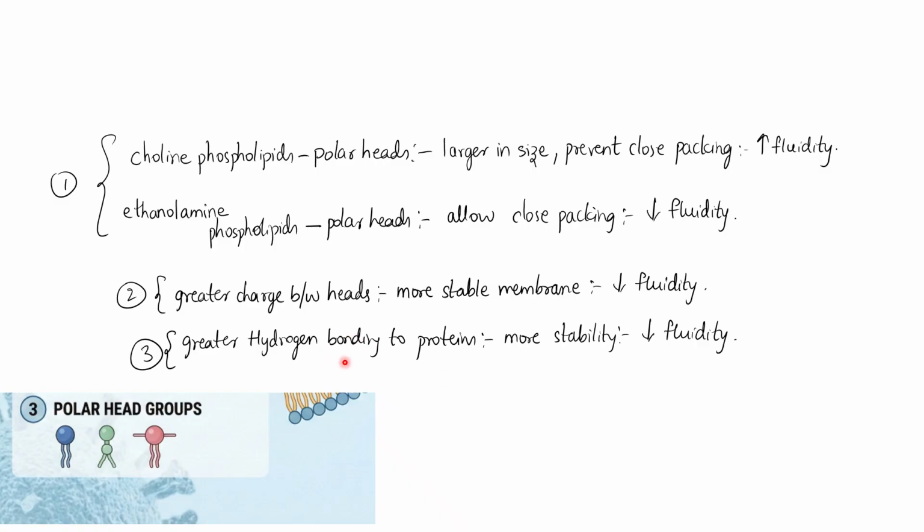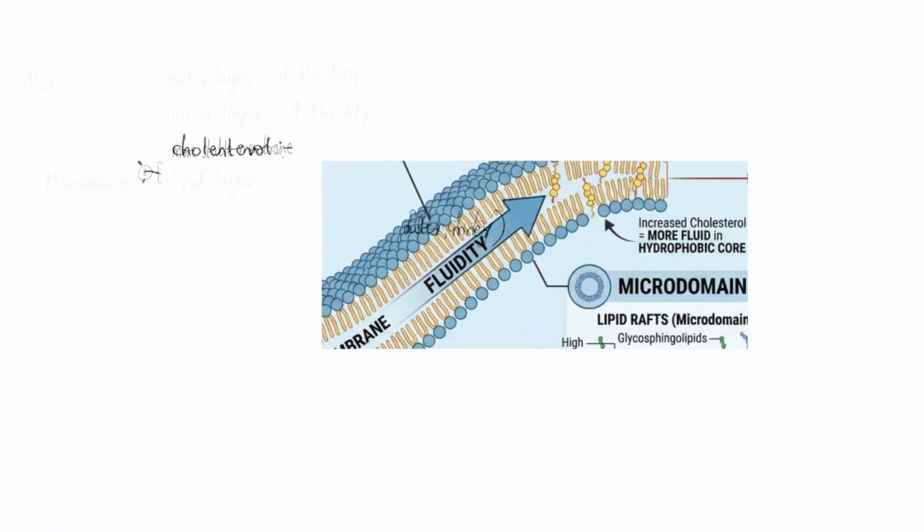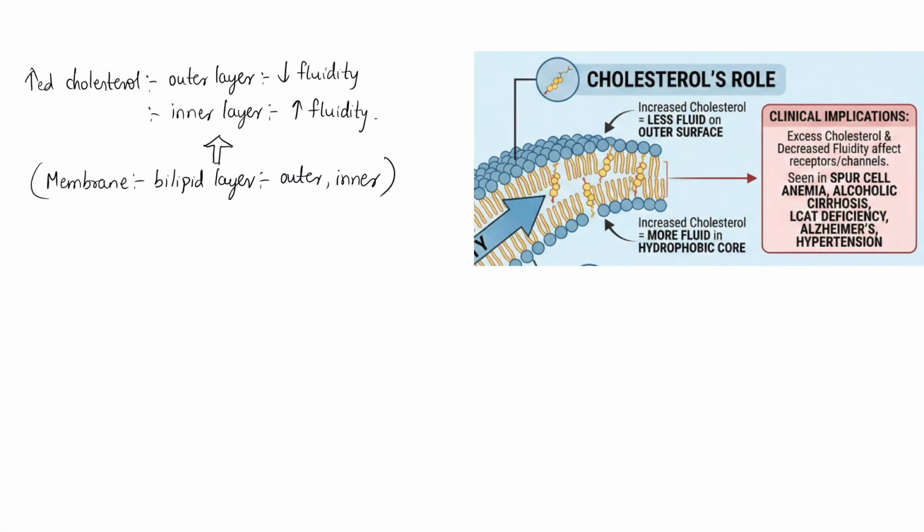If that is strongly bonded, there will be more stability to the membrane and less fluidity. Then the next thing is the content of cholesterol. If the cholesterol level is more in the plasma membrane, the fluidity of the outer layer is decreased. The outer layer fluidity will be decreased if cholesterol is increased. But on the contrary, if the cholesterol levels are increased, the fluidity of the inner layer is increased.